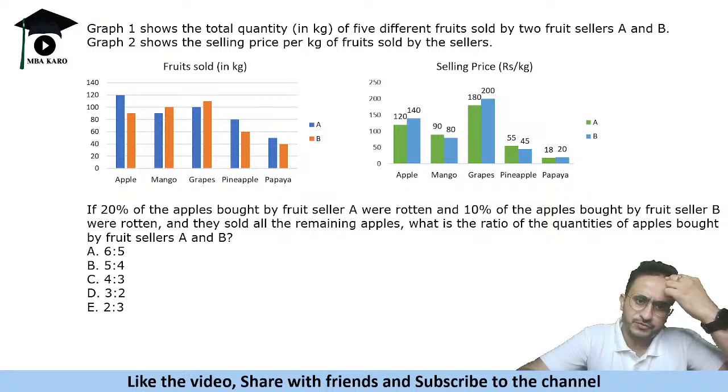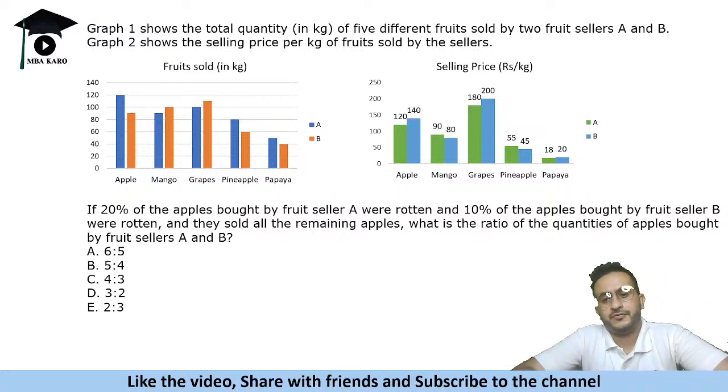If 20% of the apples bought by fruit seller A were rotten and 10% of the apples bought by fruit seller B were rotten and they sold all the remaining apples, what is the ratio of quantities of apples bought by fruit sellers A and B?